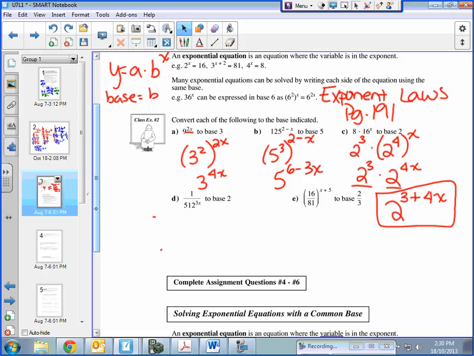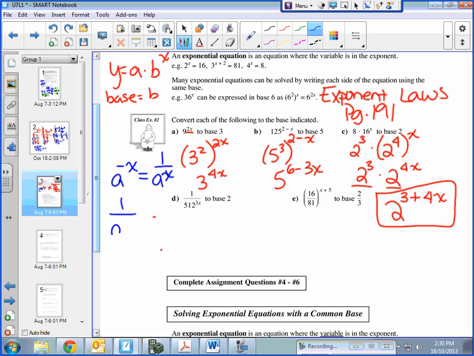Okay, so I want this to be base 2. So you are going to have to know this rule. If I have a to the negative x, this will be 1 over a to the positive x. And if I have 1 over a to the negative x, this is the same as a to the positive x. So if you ever have a negative exponent, it doesn't mean your answer is going to be negative. It's saying that you're just putting it on the denominator or the numerator, the opposite of where it is, and then writing it with a positive exponent. So that is one of your exponent laws.